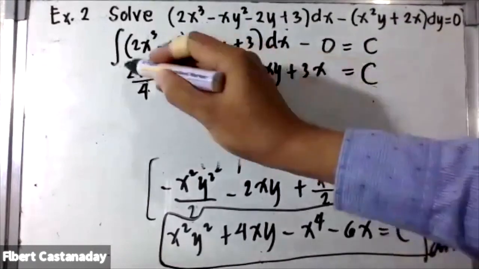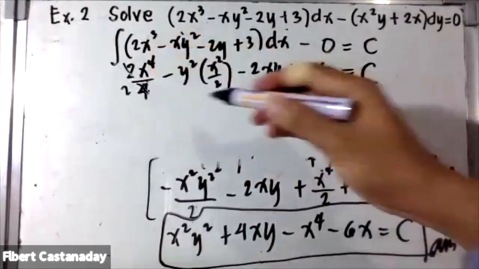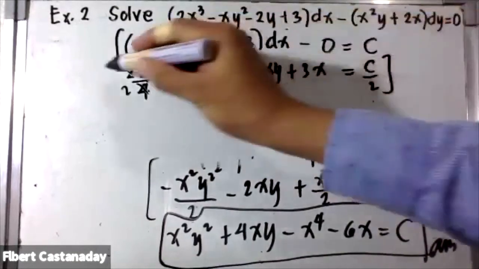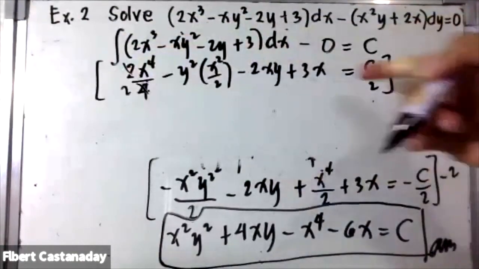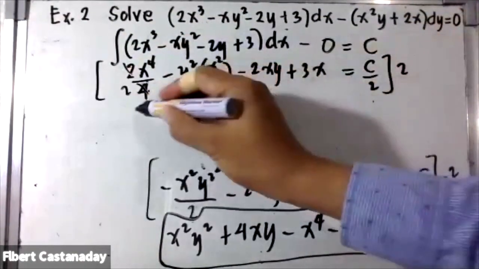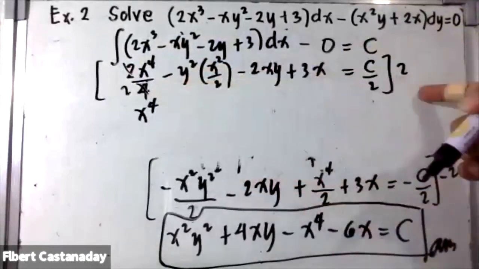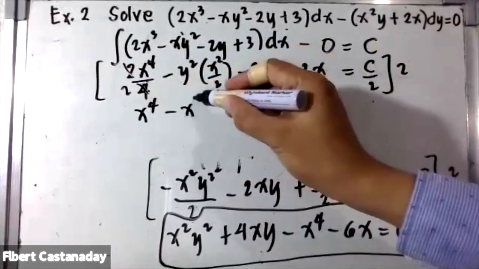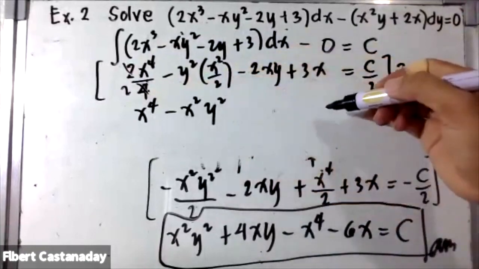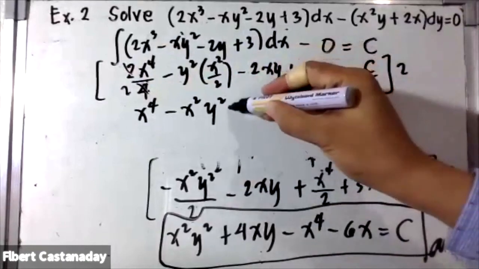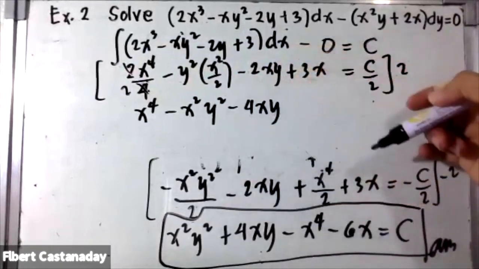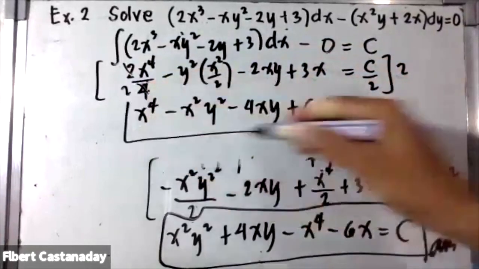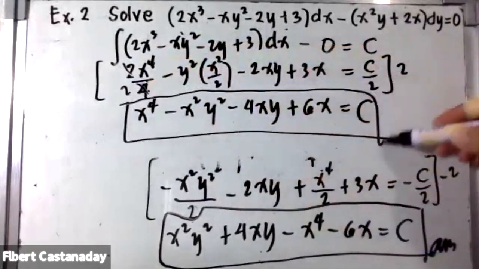Now we simplify. So this becomes 1/2. Then we can simplify this. We make this c over 2 and multiply both sides by 2. We therefore have x raised to 4 minus, 2 will be cancelled, so x squared y squared, and then this will become minus 4xy, and then plus 6x equal to c. So this is now our answer.